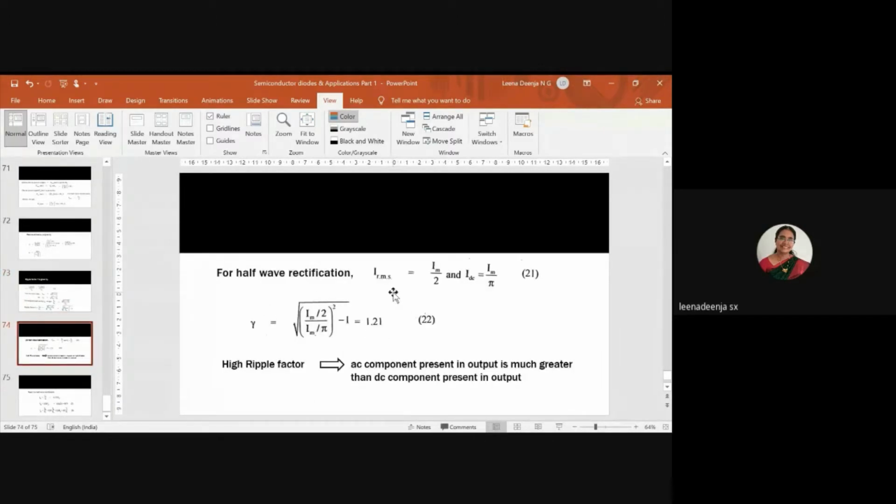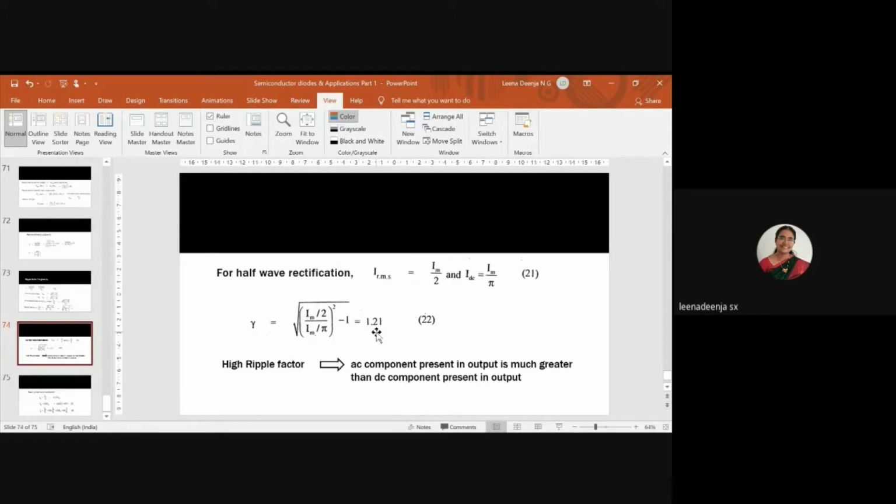Then IRMS is Im by 2. IDC we derived earlier as Im by pi. So when we substitute these values, gamma equals root of ((Im by 2) divided by (Im by pi)) the whole square minus 1. What do we get? pi square divided by 2 square. Root of pi square by 2 square minus 1. When we calculate this, we get 1.21.